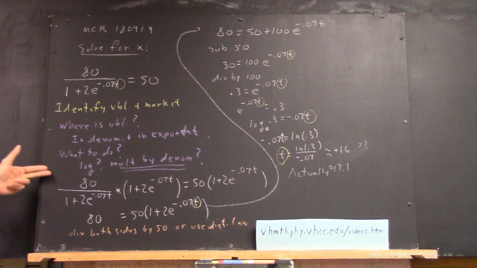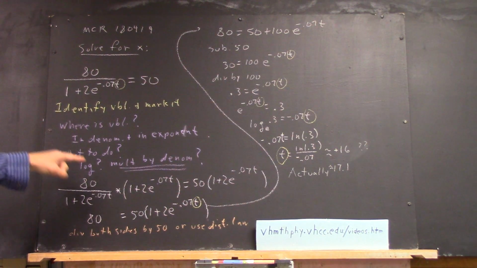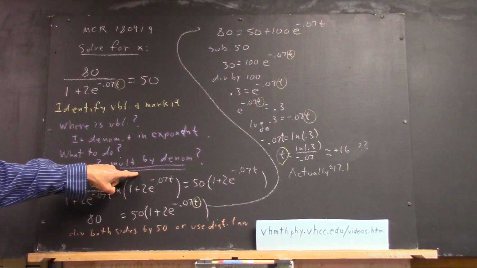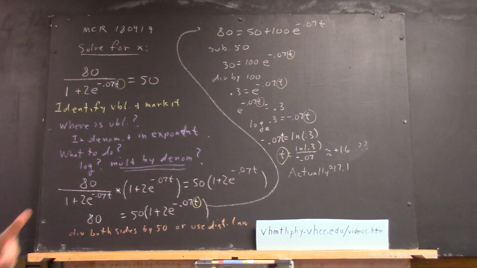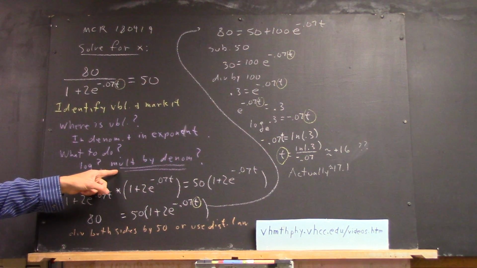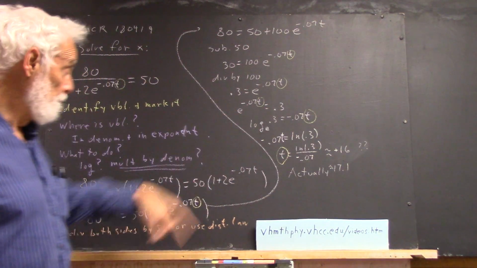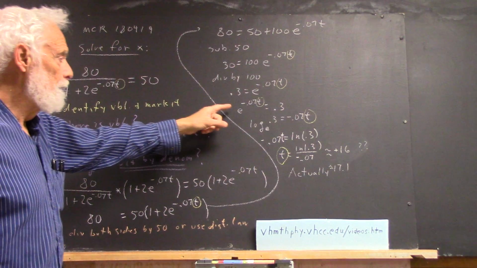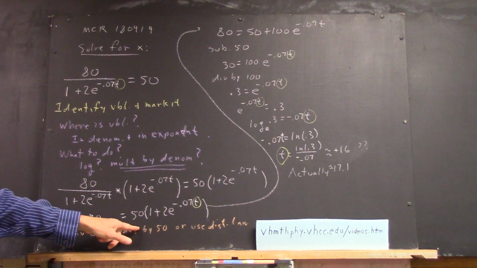Now, this process that I described here is to identify the variable and mark it. Where is the variable? You notice it's in the denominator and an exponent. What to do? Do you do a log? Do you multiply by the denominator? Those are the two things you do, right? If your variable's in an exponent and if it's in a denominator. Well, you really need to multiply by the denominator first, because in order to apply the log, you have to have it in this form, and you're nowhere near that. So hopefully by multiplying both sides by the denominator, we're going to find it feasible to get into this form. So we do. Multiply both sides by the denominator, and here's what you've got, right?